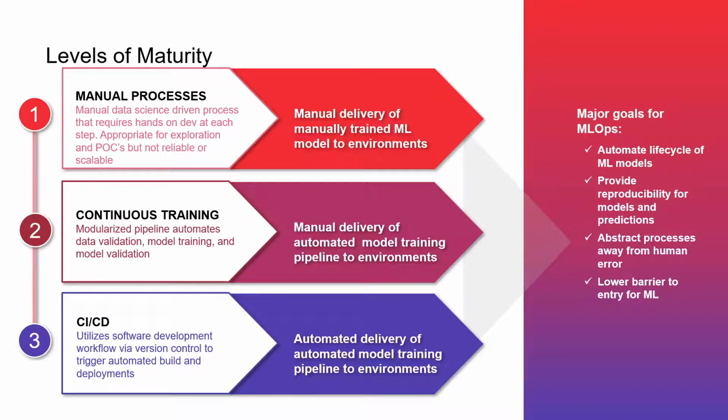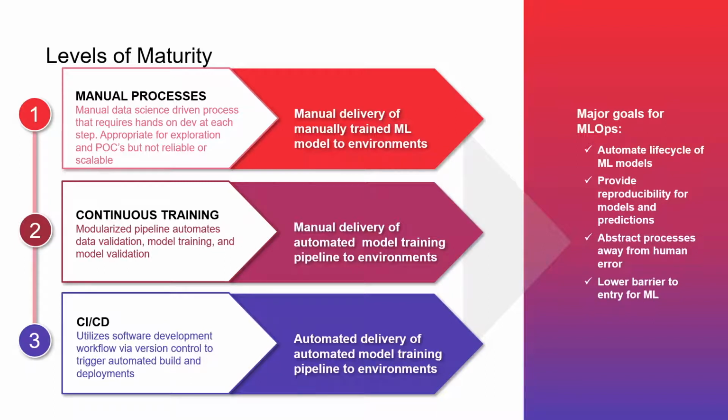And as we walk our way up the levels of maturity, we strive to abstract our automation to a real deeper level. Continuous training works to modularize and begin automation in the model training process by incorporating machine learning model training pipelines as the deliverable. In this level, the model training pipeline is manually delivered to the environment, which in turn automatically trains the machine learning models.